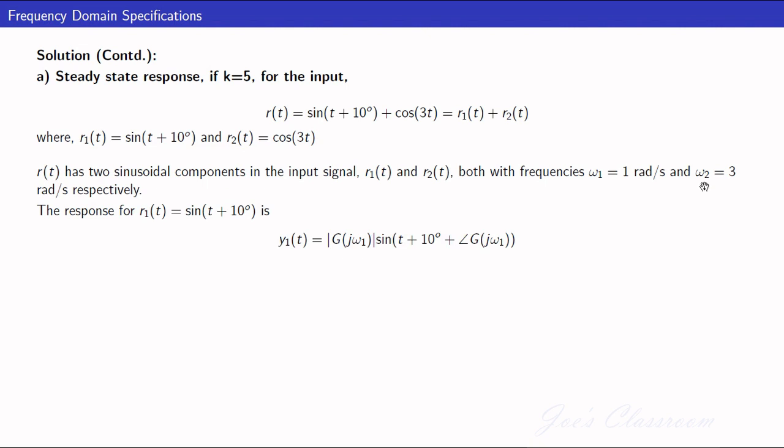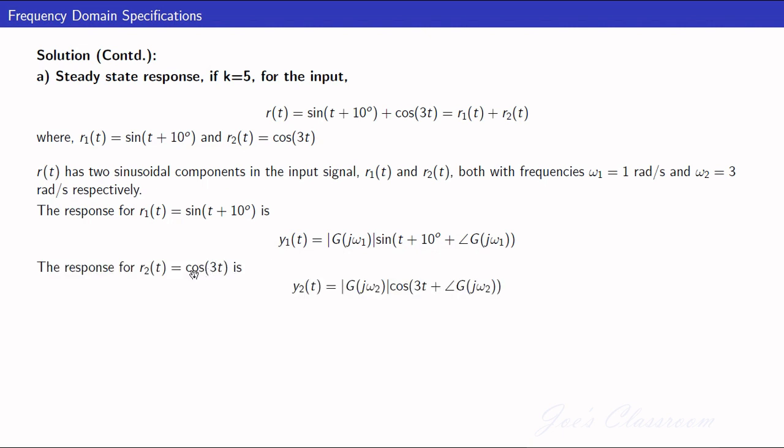So let me take the components of the input one by one. Let me take the first component, that is sin(t + 10°). If I give only this input to the system, then the output is going to be the same sin(t + 10°) with two changes: one change is the magnitude and another change is the phase angle. The magnitude is multiplied by the magnitude of G(jω), and the angle of G(jω) is added to the phase of this input.